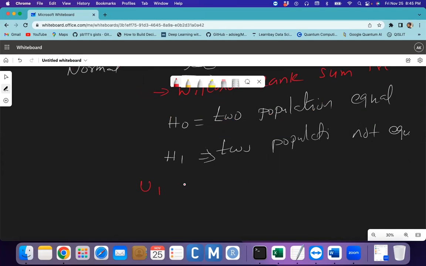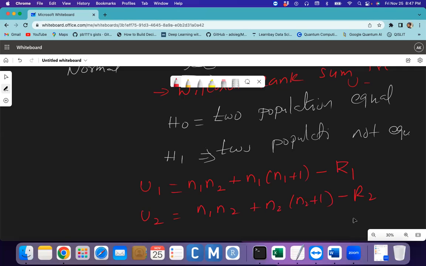Here we have U1. This is the Mann-Whitney U test. It's not a t-test, it's the Mann-Whitney U test. So you have to derive U1. U1 is N1 times N2, plus N1 times (N1 plus 1) divided by 2, minus R1. Here N1 is sample size 1, N2 is sample size 2, and R1 is the rank sum of sample 1. Similarly, U2 is N1 times N2 plus N2 times (N2 plus 1) divided by 2, minus R2.